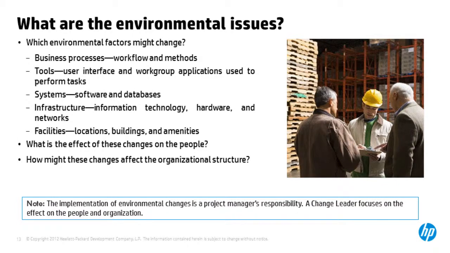For example, if a facility closes, how does this affect the people? If the infrastructure changes so that it is easier or more difficult to connect to systems and databases, what does this mean to the people? If the system software changes so that people have to make changes in the way that they work, what is the effect? If the tools, user interface, or workgroup applications change, how will people react? If the business processes, workflow, or methods change, what does this mean to the people who use them on a daily basis?